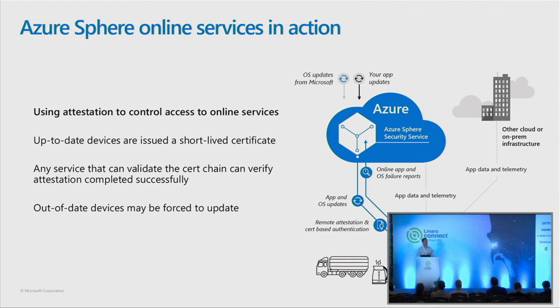If a device has software that isn't trusted, we can actually force it to update. Basically, by not issuing that certificate, we can make sure that the device goes through the software update process, updates to a new version of software that is trusted, and then goes through the attestation process again, and then it receives this device certificate so it can connect.